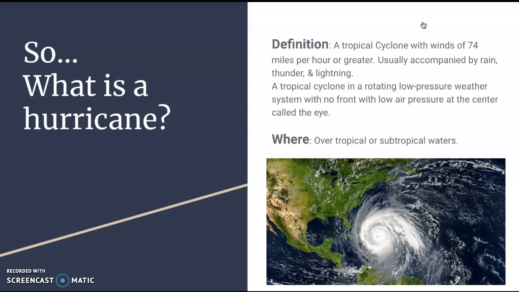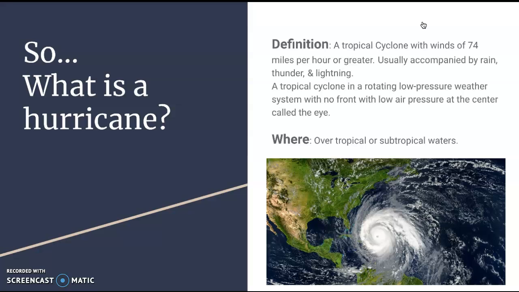So, what is a hurricane? The definition says pretty much it's a tropical cyclone with winds of 74 miles per hour or greater. It's usually accompanied by things like rain, thunder and lightning, flash flooding, and a tropical cyclone is a rotating low pressure weather system with no fronts and with low air pressure at the center called the eye.